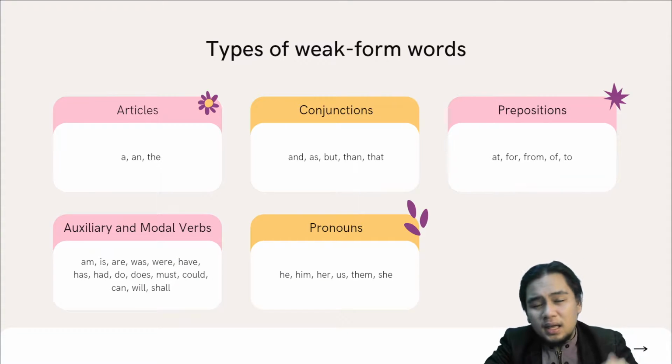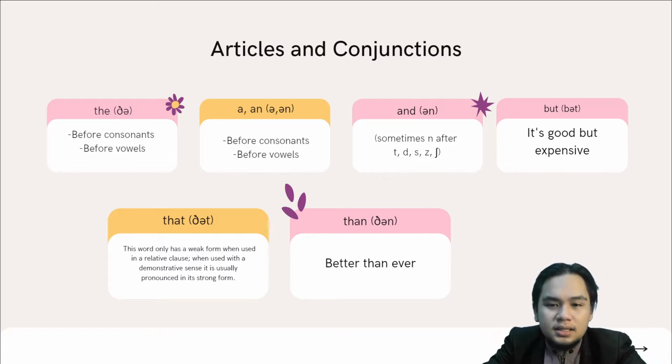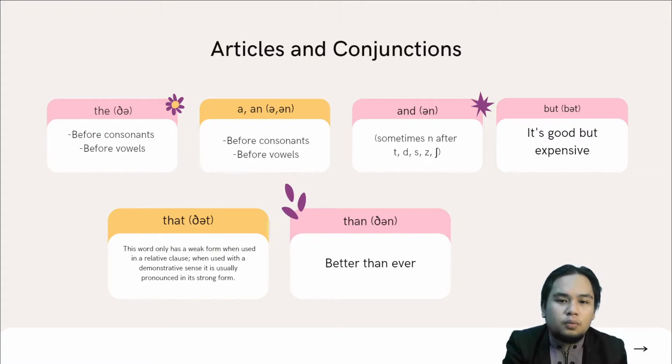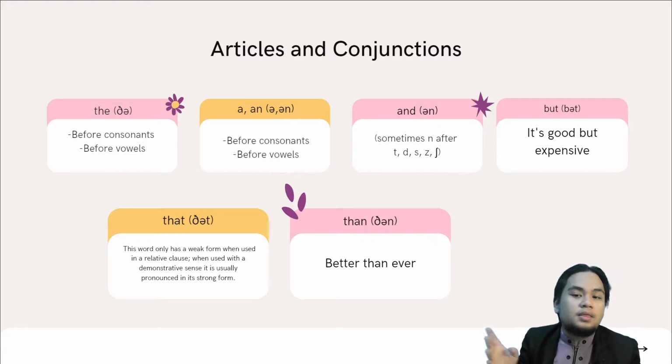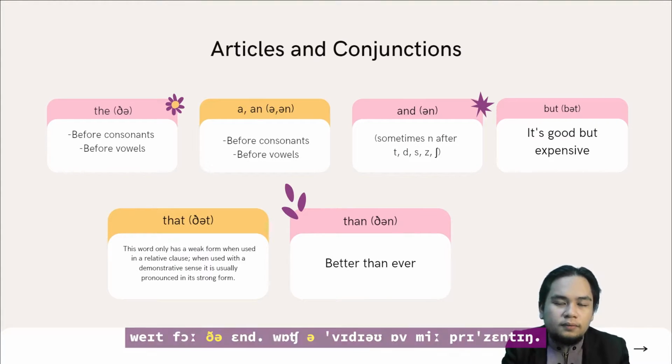In this weak form, there are many types of categories that I will cover, ranging from articles to pronouns. So without further ado, let's jump in. Articles. So what is an article? Articles are words that define a noun as specific or unspecific, while conjunctions are words that link up other words, phrases, or clauses together.